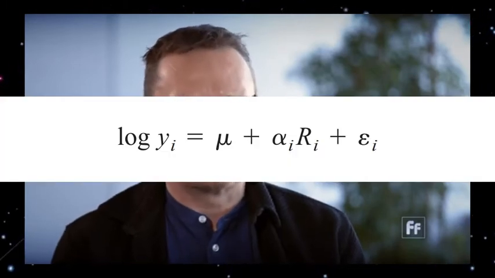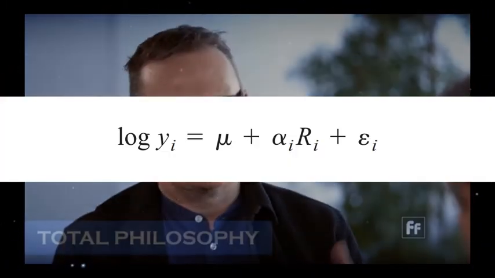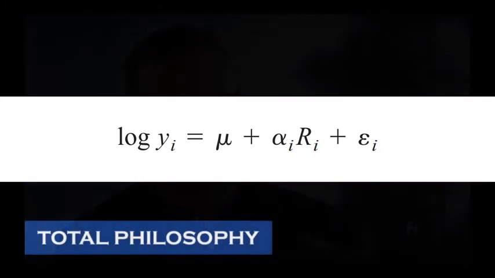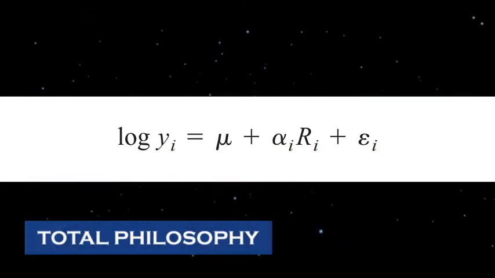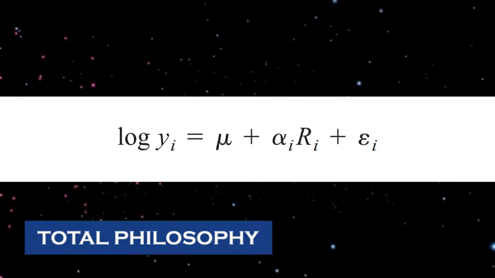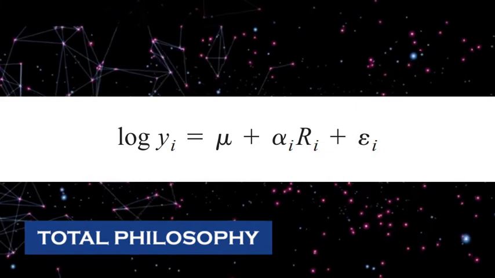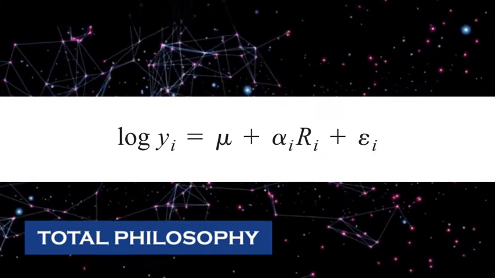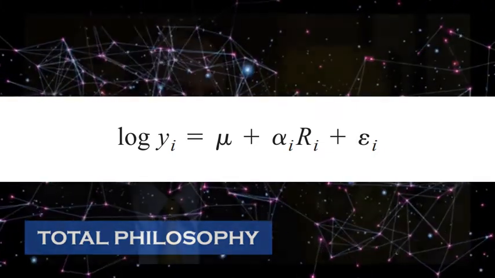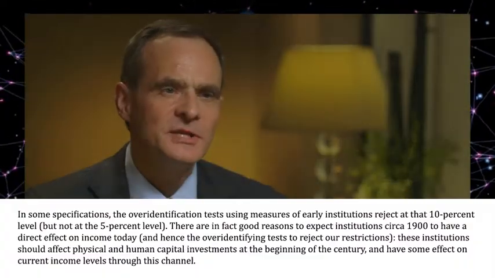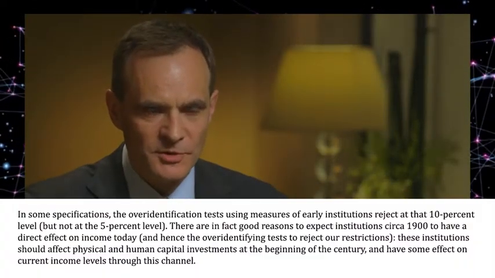Overall, the over-identification test will reject the validity of our approach if either the equation of interest, equation 1, does not have a constant coefficient, that is, log y_i equals mu plus alpha R_i plus epsilon_i, where i denotes country, or C or S has a direct effect on income per capita, log y_i, that is, either S or C is correlated with epsilon_i, or settler mortality M has an effect on log y_i that works through another variable, such as culture. The data support the over-identifying restrictions implied by our approach.